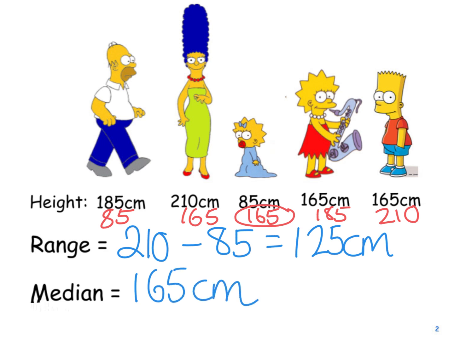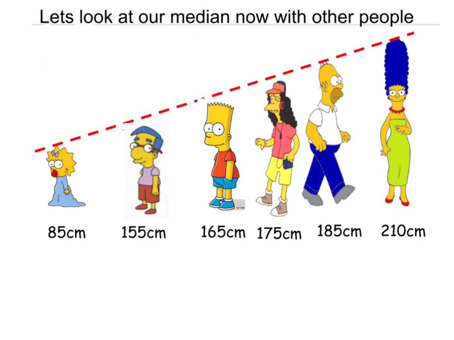Okay. Now what I'm going to do is bring another character into the Simpsons family. I'm going to bring in the bus driver. I always forget his name. Maybe you know it. So I've brought in the bus driver, and I've got rid of Lisa and brought in Milhouse instead here. So I've now got 6 people. How does that affect the median?